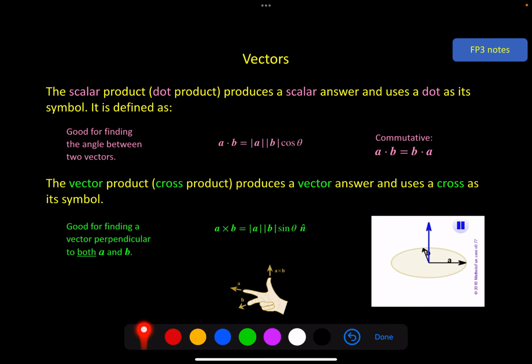Nice little animation that was available on the internet here shows you the answer for various types. So you can see A is fixed, B is going around the circle, and the blue arrow that's changing is the vector product of A and B.